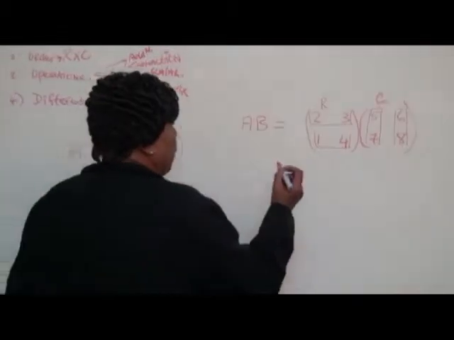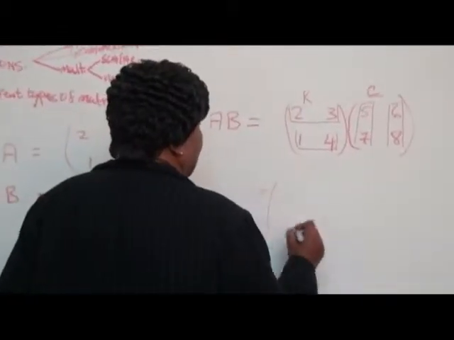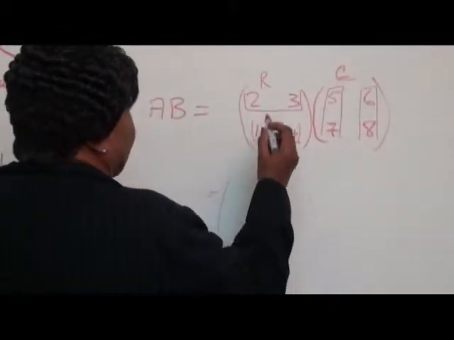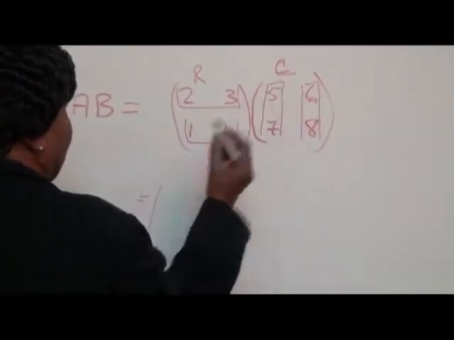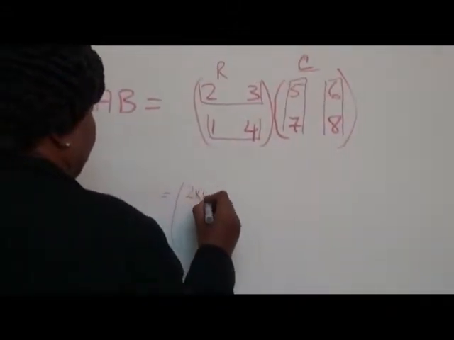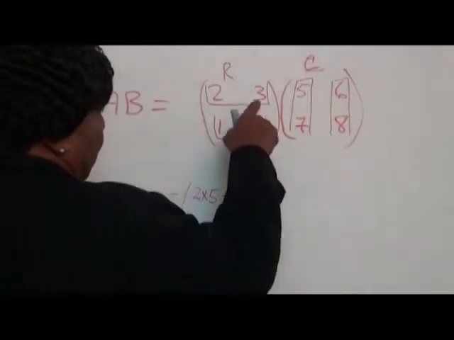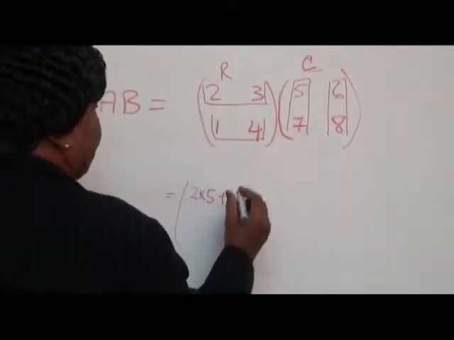So here we go. This would now be, and don't forget to put them back in their bracket, 2 times 5, first with first, plus 3 times 7.